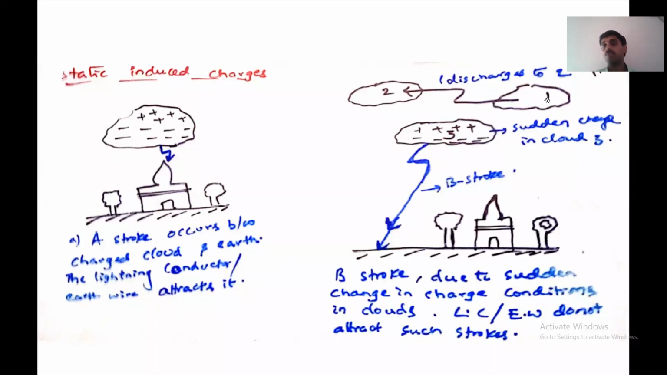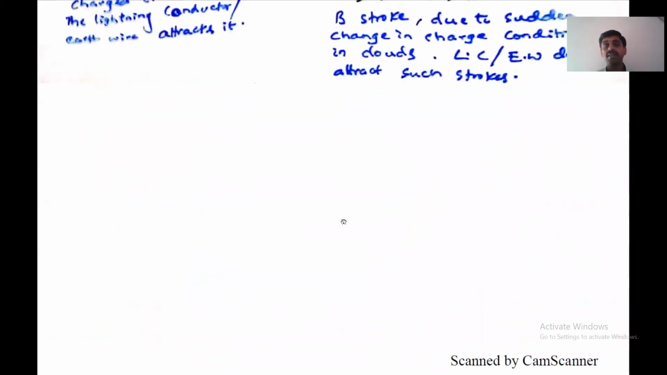Now the indirect lightning stroke: because of induction, there is a discharge from 1 to 2, and because of these two there is a charge formation on the third cloud. So a stroke will occur here. These strokes are due to a sudden change in the charge conditions in the clouds. These strokes do not attract the lightning rods you are keeping. This is the way you can observe direct stroke and indirect stroke. Now you know what the direct lightning stroke and the indirect lightning stroke are.